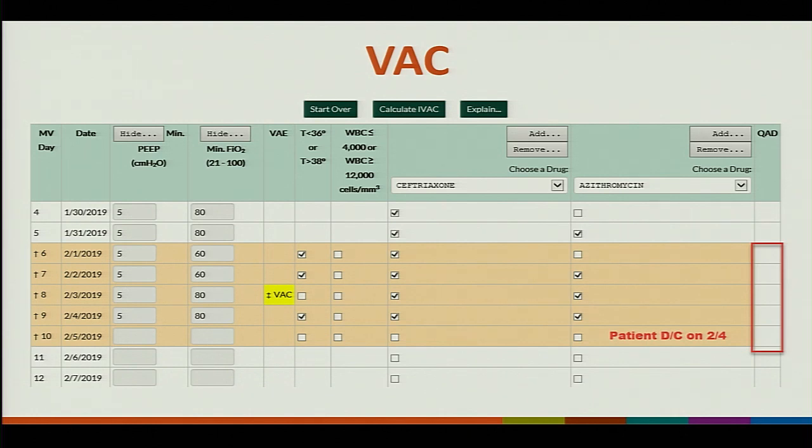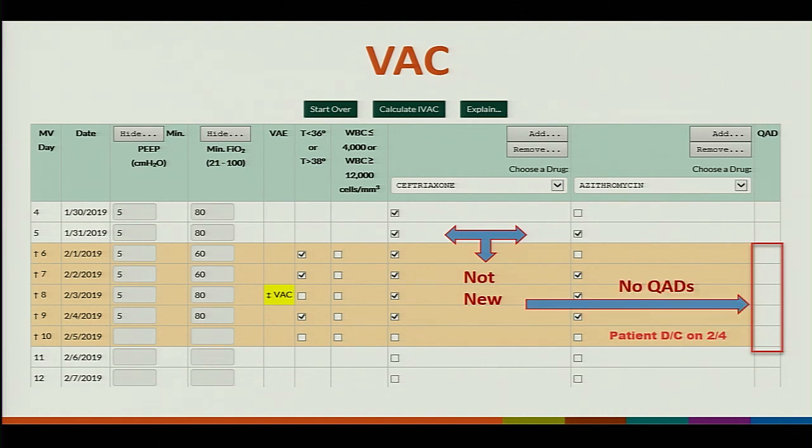You're going on administration, not on orders, or what you think maybe was going to happen. Or he missed the dose, but he was supposed to get it. Oh, nope. It's only what you can find documented. So azithromycin or ceftriaxone in this example are not new, and then the patient was discharged, so you're done tracking him. There's no QADs, and so this event would just stay at the VAC level.